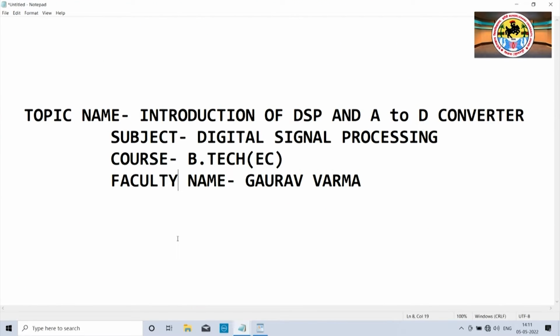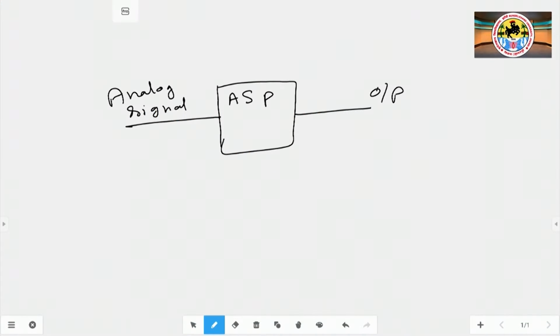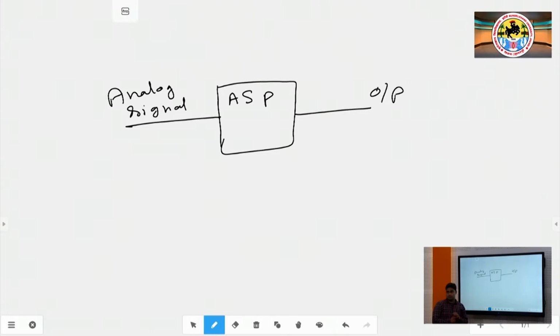Today we discuss the introduction of DSP and the analog to digital converter. Before discussing digital signal processing, we discuss analog signal processing. If we already have analog signal processing systems, then why do we need digital signal processing? Naturally, analog signals are continuous in the time domain.